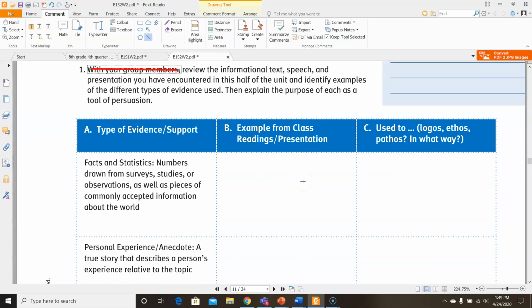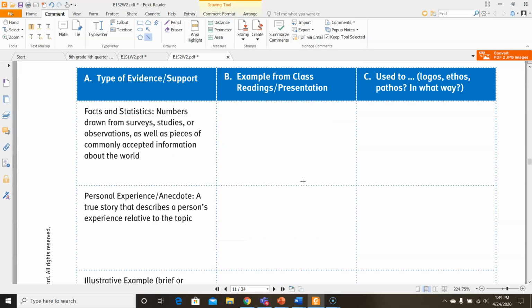So, to begin with, facts and statistics. So, numbers drawn from surveys, studies, or observations, as well as pieces of commonly accepted information about the world. You're going to find an example of facts and statistics from one of the readings or the presentation that you guys have seen, and jot it down right there in the B section. And then, in the C section, you're going to explain if that's logos, ethos, or pathos, and then in what way. So how does that appeal to those things?